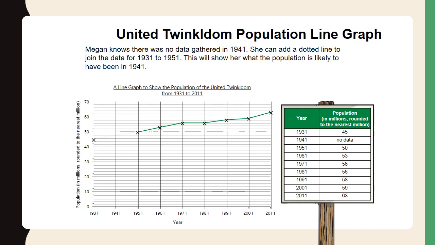She can add a dotted line to join the data from 1931 to 1951, and this will show her what the population is likely to have been in 1941. So looking at this, she can estimate what the population is likely to have been, but we don't know for sure. So the dotted line represents the estimated population.